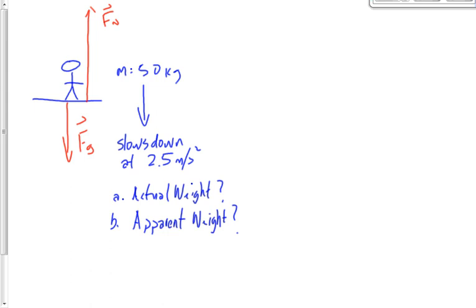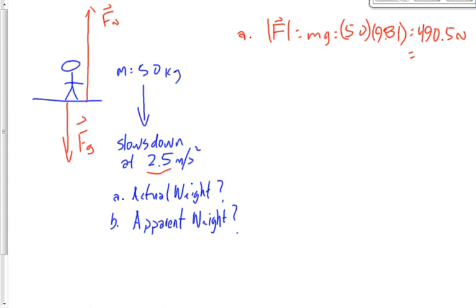Let's solve for question A right away. This is an easy question, letter A. What's the actual weight of the person? M times G, right? Weight is defined as the force of gravity, so all we're going to do is say it's M times G, which is 50 times 9.81, which is 490.5 newtons. Or we're going to round that to two digits. If we go back to here and here, two digits, 4.9 times 10 to the 2 newtons. Okay, that's the easy part of the question.